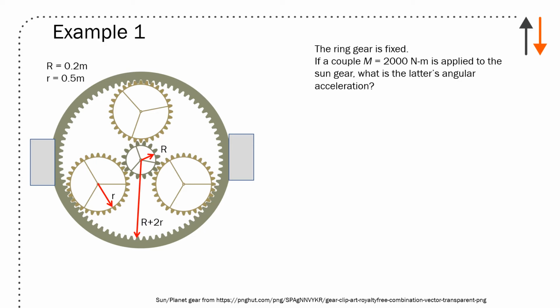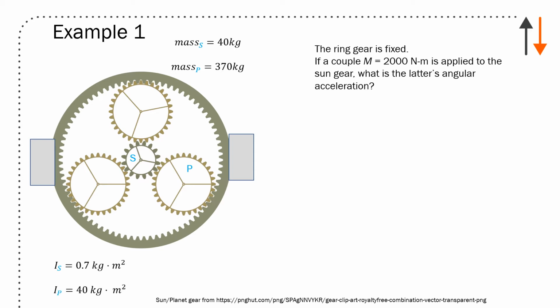So you're given big R of 0.2 meters, little r of 0.5 meters, and the distance from the center to the outer ring is R plus 2 little r. This thing is fixed in place, so this outer ring is not going to rotate. You have the sun and planet gears. The mass of the sun gear is 40 kilograms. The mass of each of the planet gears is given as 370 kilograms. I_S, the moment of inertia of the sun gear, is 0.7 kilogram meter squared. The moment of inertia of the planet gears is given as 40 kilogram meter squared.